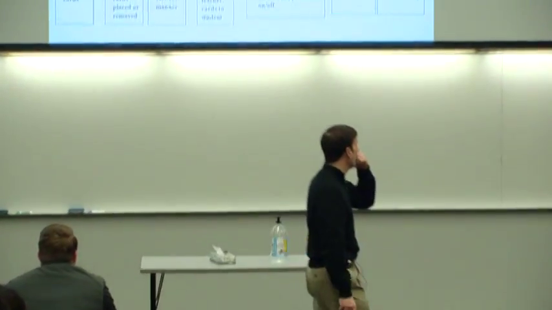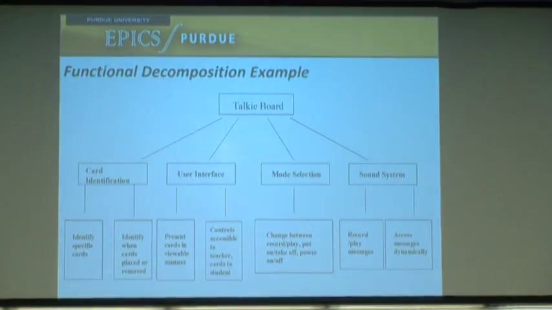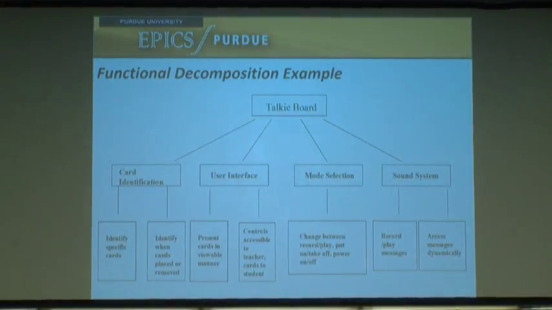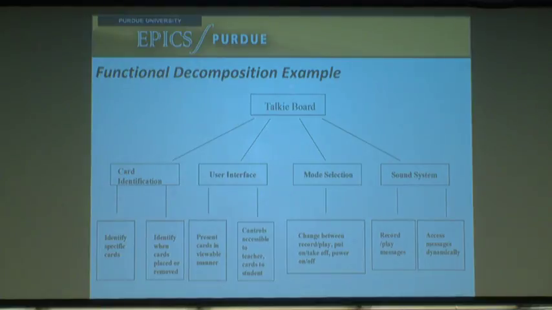This is an example of an actual EPICS project where they had card identification, a board to interact with, a communication device that had individual cards that spoke. So if you look, they broke it up into functions and then sub-functions. It's like, okay, I had to identify a card, identify specific cards, identify when the card was in and placed. And now I can go through and brainstorm those different things.